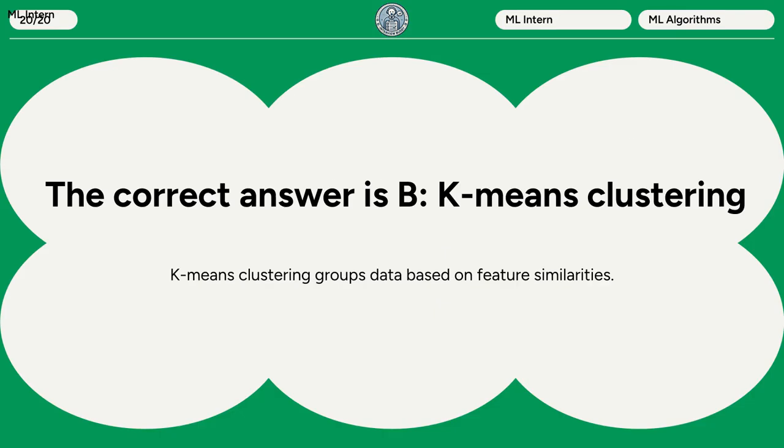The correct answer is B. K-means clustering. K-means clustering groups data based on feature similarities.